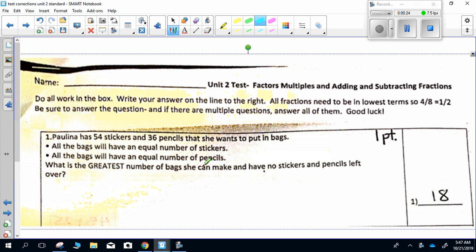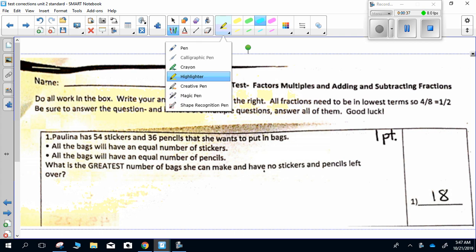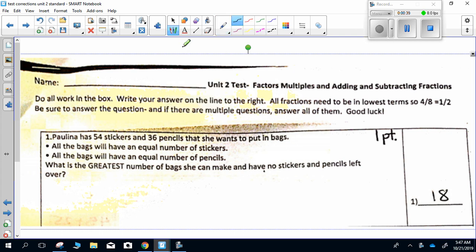Question number 1. Paulina has 54 stickers and 36 pencils she wants to put in bags. All the bags will have an equal number of stickers. All the bags will have an equal number of pencils. What is the greatest number of bags she can make and have no stickers or pencils left over? Because it says she has the greatest number and we're splitting up what she has, I know it's a GCF problem. So to find the GCF, I put the two numbers in a row.